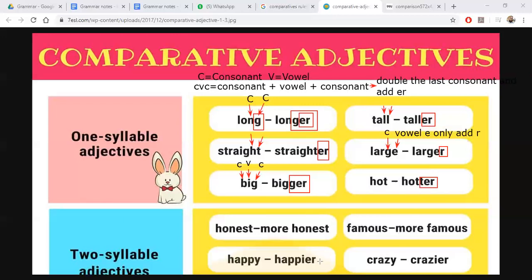Now, adjectives with two syllables. When the adjective has two syllables, the comparative will depend on the pronunciation, on the sound. For example, we have honest. This adjective has two syllables, honest.